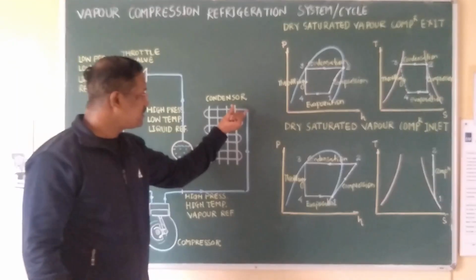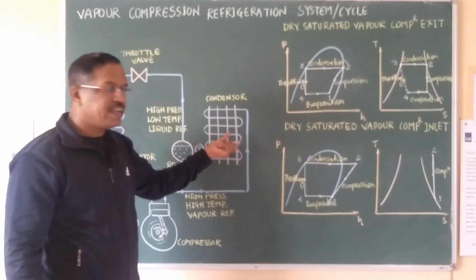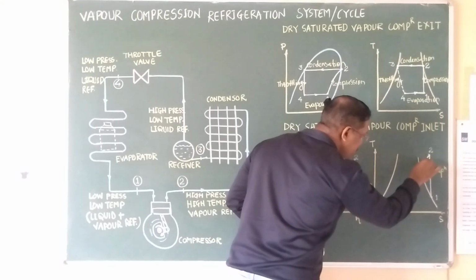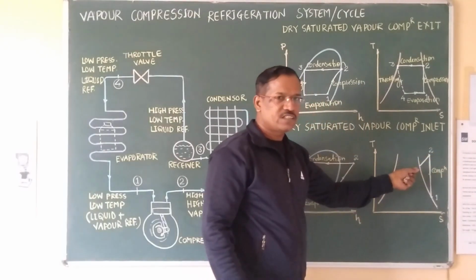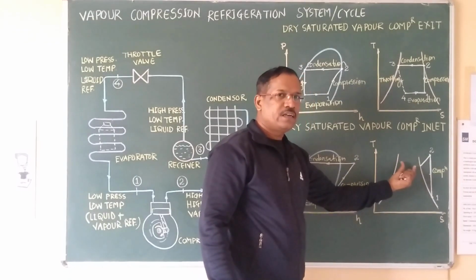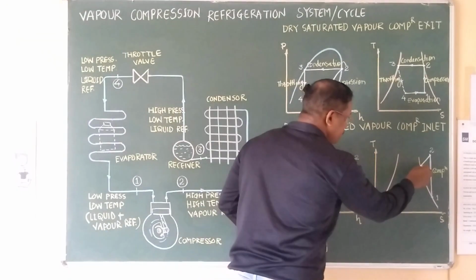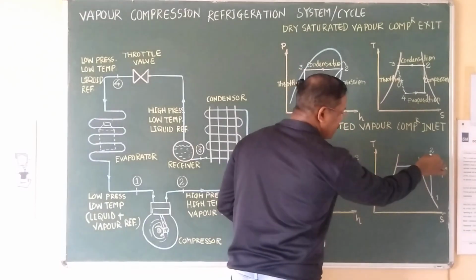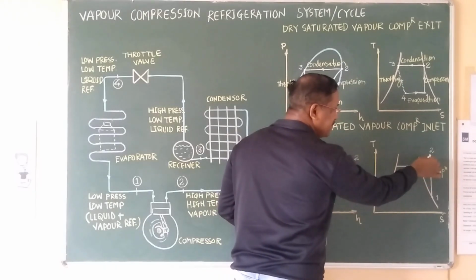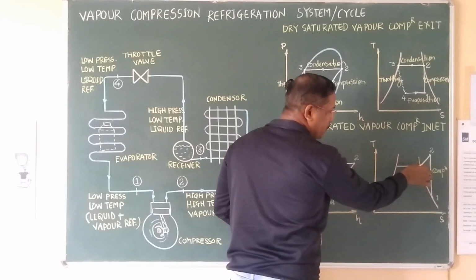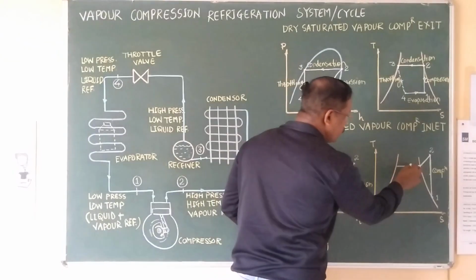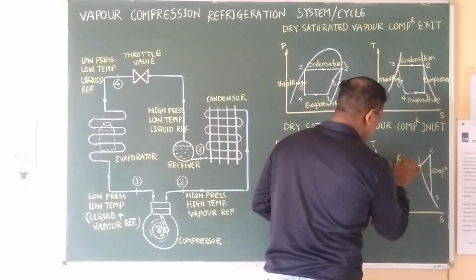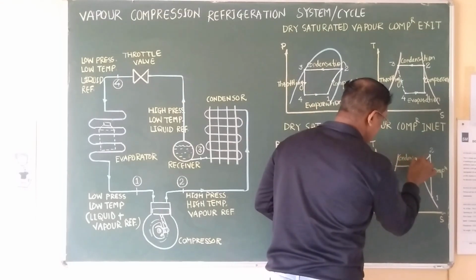Now when this superheated steam enters the condenser, it will extract heat. So first its temperature reduces and reaches the dry saturation temperature. Then latent heat is extracted, so temperature remains the same but phase gets changed. From this to this, sensible heat is extracted, so temperature reduces. From this to this, latent heat is extracted, so phase change, and it reaches point 3. So this is the condenser. So condensation process.